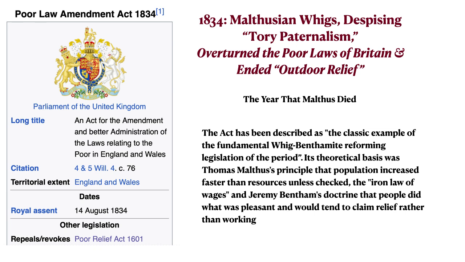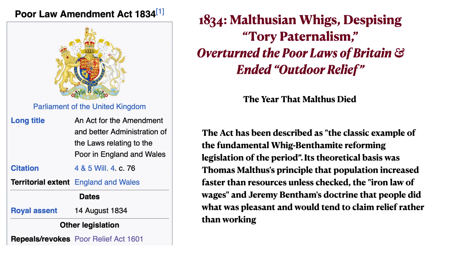And in 1834, the year Malthus died, the Whig Party, which is the party of basically the industrial and mercantile classes in England, as opposed to the Tories, who were the party of the land-owning aristocracy and gentry, but anyway, the Whigs despised what they considered Tory paternalism, and they overturned the poor laws of Britain and ended outdoor relief. Now, they got a lot of Tory support, too, I should mention, in this bill. The act has been described as the classic example of fundamental Whig Benthamite reforming legislation of the period. Its theoretical basis was Thomas Malthus's principle that population increased faster than resources unless unchecked, the iron law of wages, and Jeremy Bentham's doctrine that people would do what was pleasant and would tend to claim relief rather than be engaged in work.